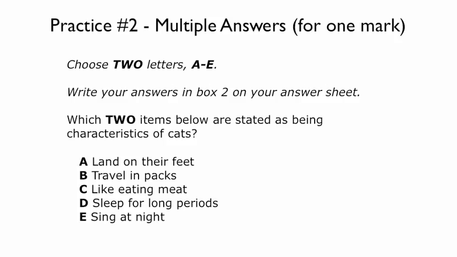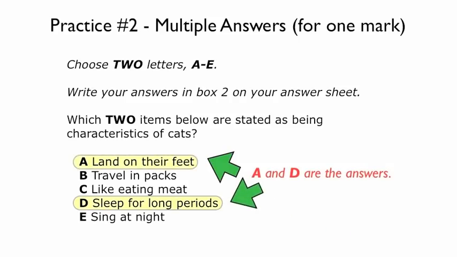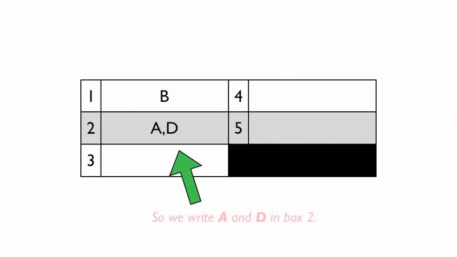Practice 2. Which 2 items below are stated as being characteristics of cats? A. They land on their feet. B. Travel in packs. C. Like eating meat. D. Sleep for long periods. Or E. Sing at night. The answer is A and D. Land on their feet and sleep for long periods. In the box on the answer sheet, you would write A and D.